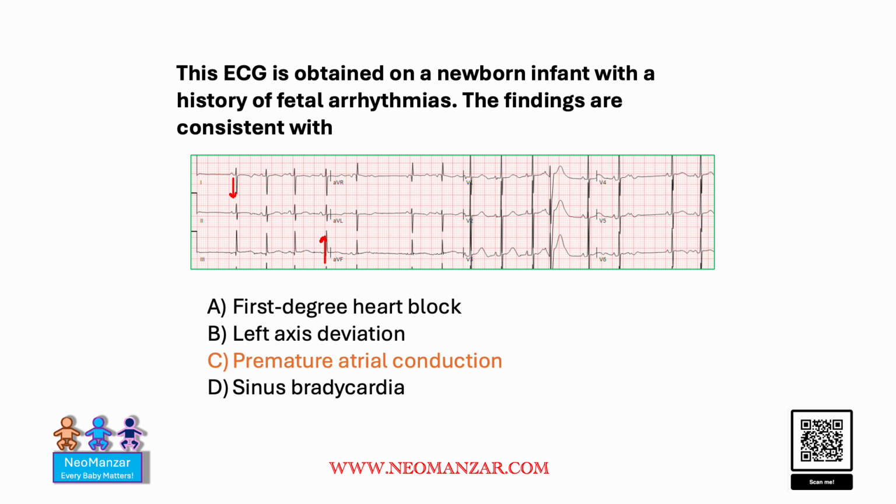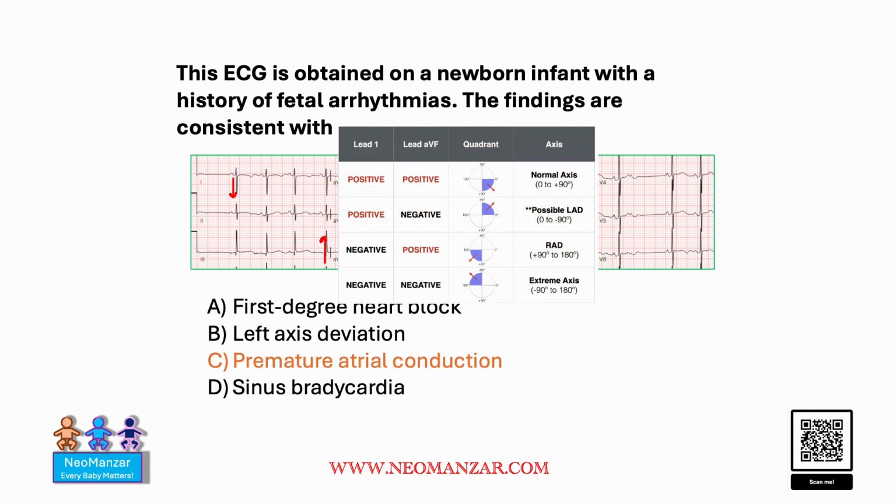So I hope the best way, I'll show you, the best way is to remember this. Again, to reiterate, if both are positive, it's normal. If both are negative, it's extreme. And like the case seen here, if lead 1 is negative, it's right axis deviation, and if lead 1 is positive, it's left axis deviation. Anyway, easy to remember. In neonates, most of the time it's right axis deviation, so you will have negative V1.